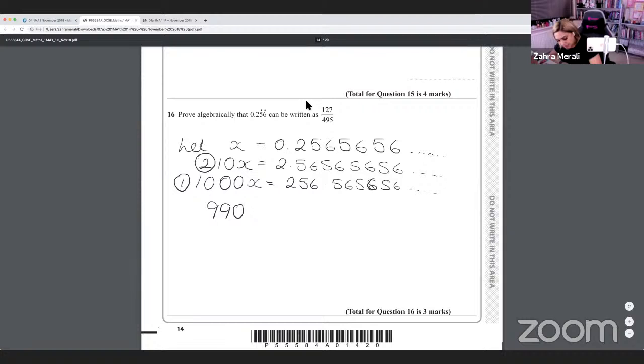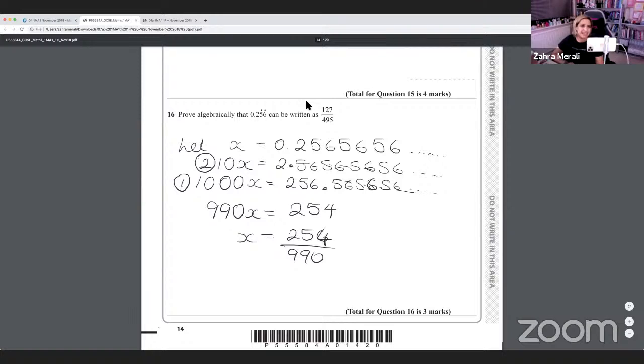Now, when I take this one away from this one, I'm going to get 1,000 minus 10, which is going to give me 990. And here, when I take these away, all these 5 6s are going to cancel out. And I've got 256 minus 2, which is 254. So x must be 254 over 990.